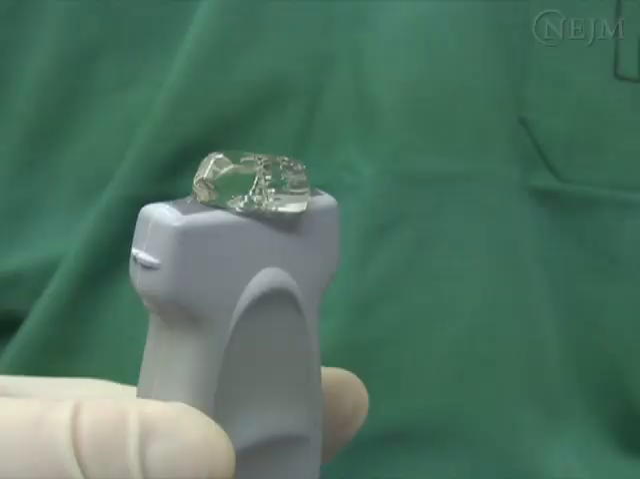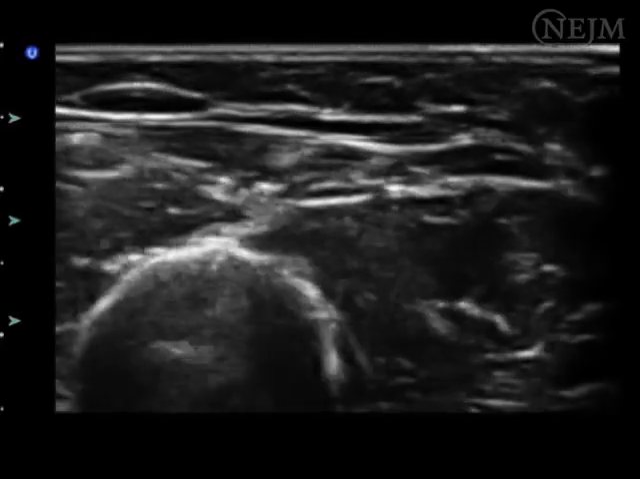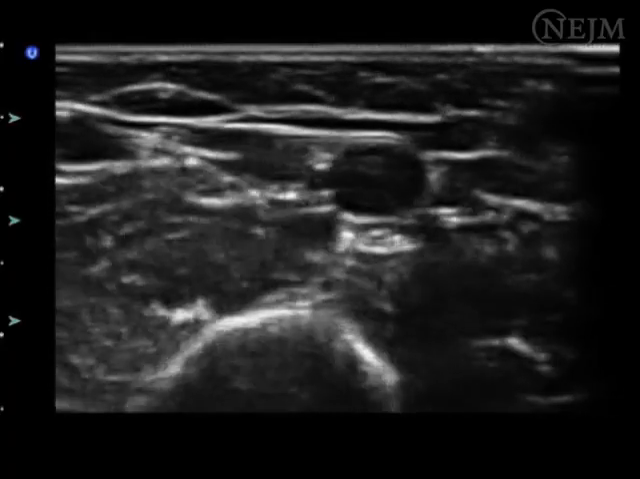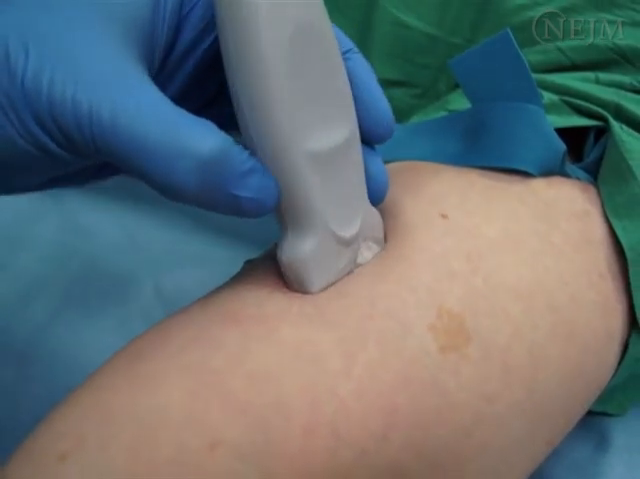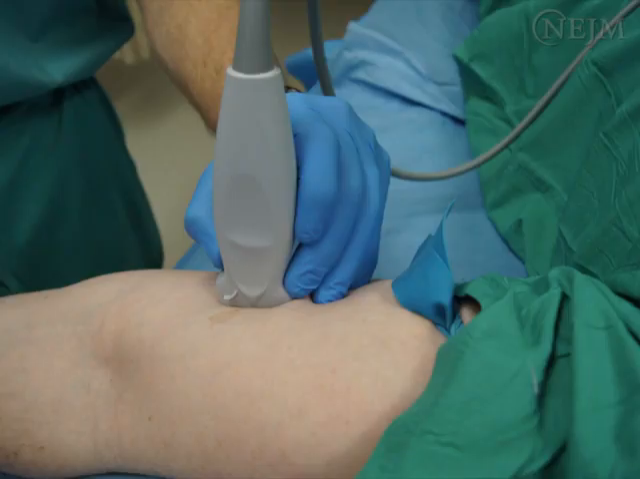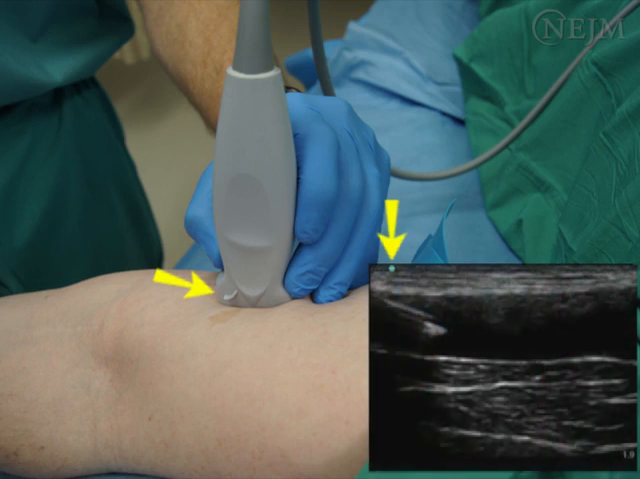Apply the tourniquet. Apply gel or surgical lubricant. Visualize the vein transversely and use simple compression to differentiate arteries from veins. Rotate the transducer 90 degrees and visualize the vein longitudinally. The transducer indicator can be aimed proximally or distally, depending on personal preference. However, it is crucial to know which side of the image represents the distal vein, because that is where the needle will enter the image.